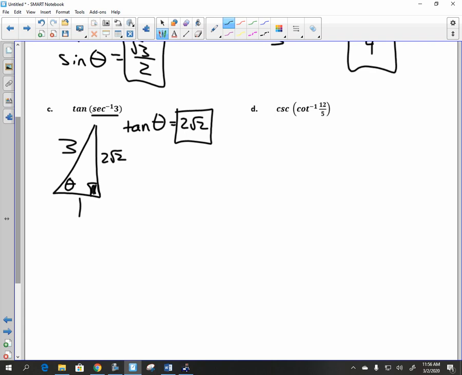And our last one. We sketch the triangle. Cotangent, opposite, adjacent, hypotenuse. Adjacent, 12 over opposite, which is 5. Very good. Henrik has memorized his Pythagorean triples. Good for you.